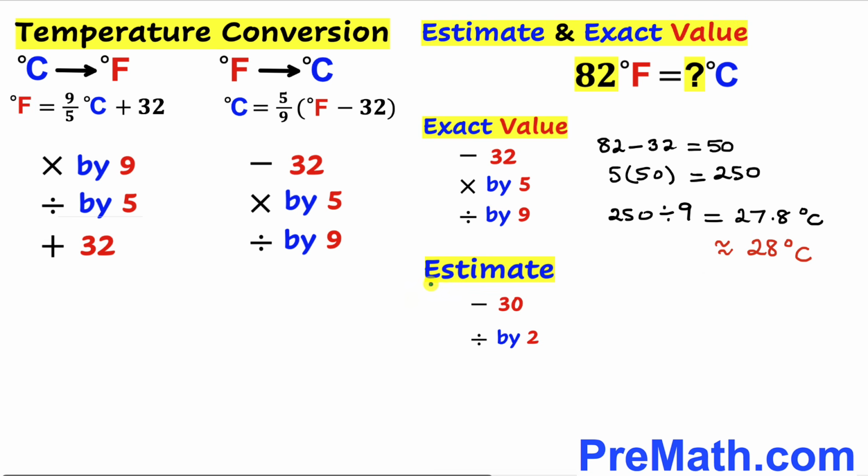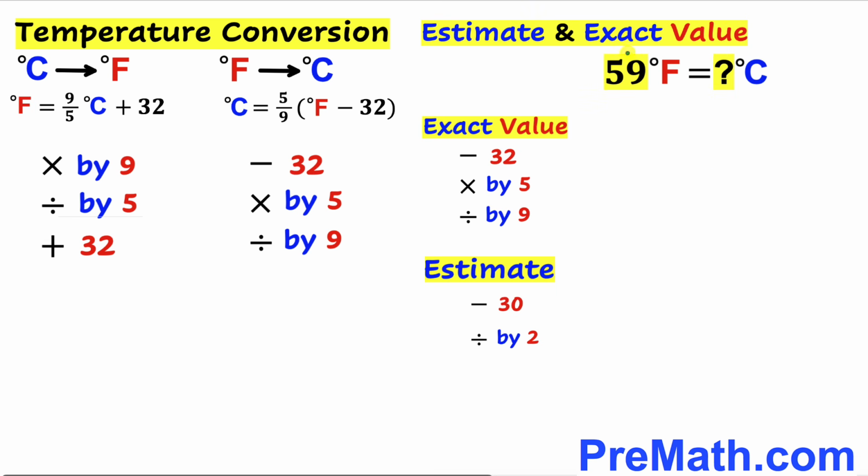And now we are going to calculate the estimate value as well. And these are the steps we are going to take. First, we are going to subtract by 30 and then divide by 2. So therefore, our temperature is 82. I'm going to subtract 30 from here. We are going to get 52. And now I'm going to divide 52 by 2. So that is going to give us 26 degrees Celsius. And that's going to be our estimated value.